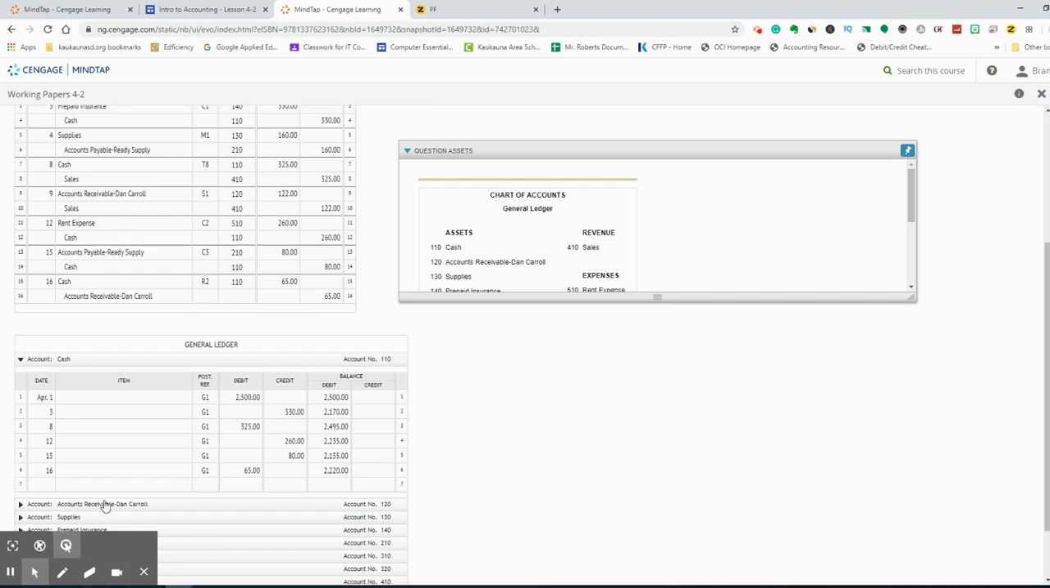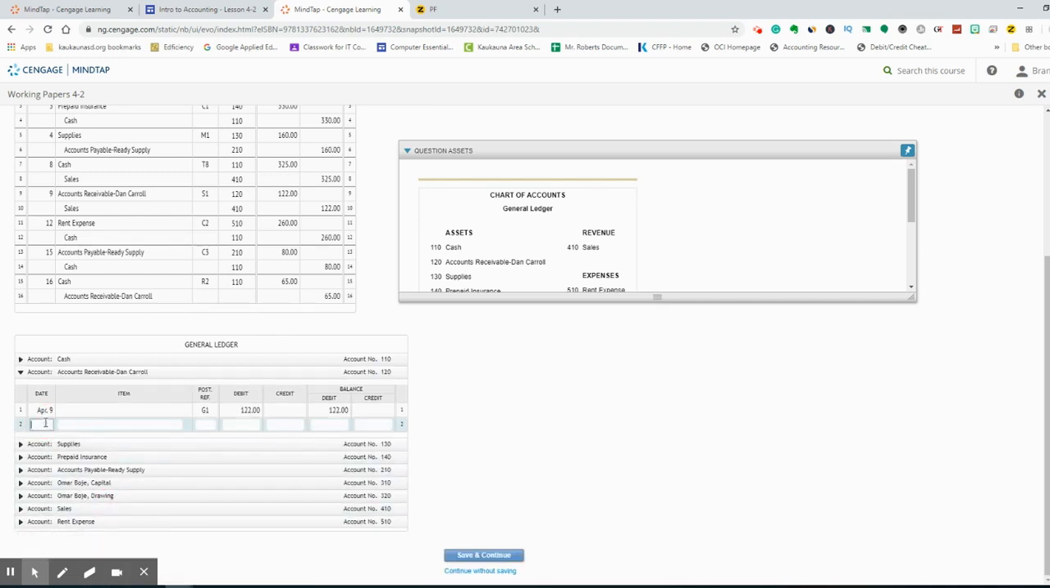And then we have accounts receivable Dan Carroll. And this is going to be the 16th, still on page 1. And it is a $65 debit. Oh, no, it is not. There we go. We don't want to mess that up right on the last step. It's a $65 credit.